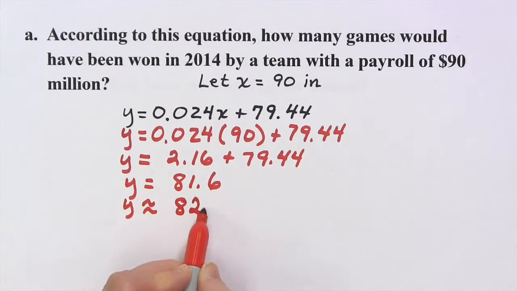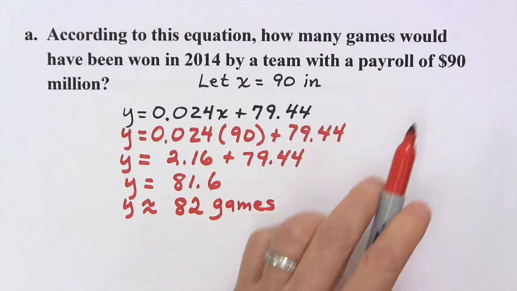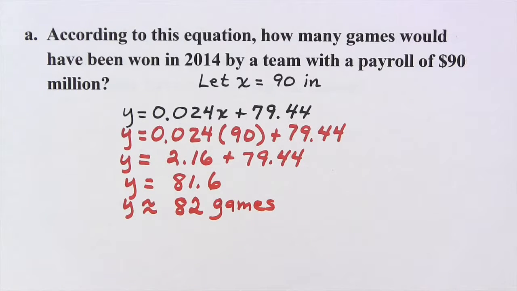Now what did Y stand for? Y stood for number of games won during the regular season. So if the payroll is 90 million, you can expect that that team will have 82 games won during that regular season. Let's keep working with that equation.